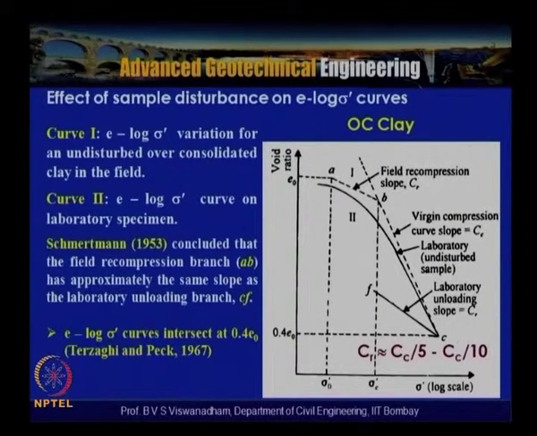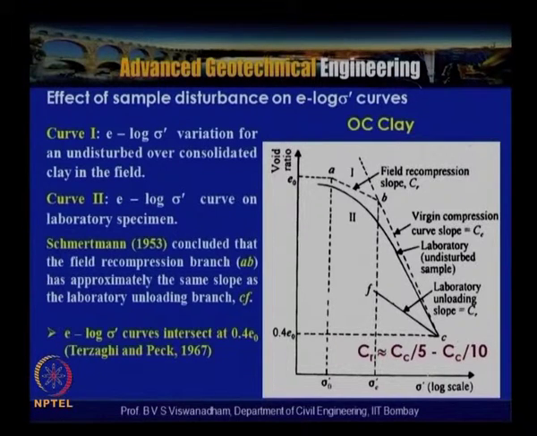Now if you are testing an undisturbed sample, you can see that the initial portion is flatter, and then it changes into the normally consolidated mode and meets at a point C. When the rebound happens, that means once the unloading happens here in the laboratory, the CF segment is the laboratory unloading portion. According to Schmertmann 1953, the slope of this line and the slope of line AB are almost identical. He concluded that the field compression branch AB has approximately the same slope as the laboratory unloading branch CF. So in the case of over consolidated clay, we have the two segments AB and BC.